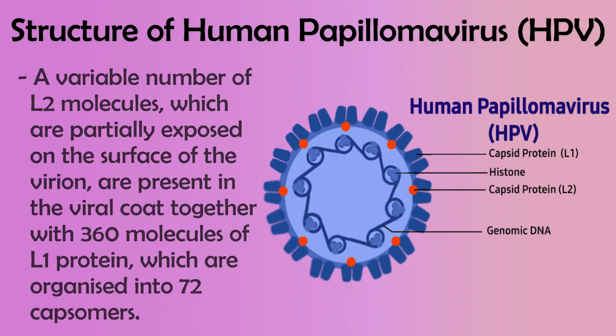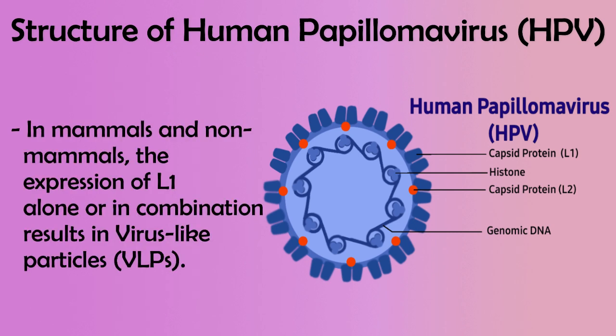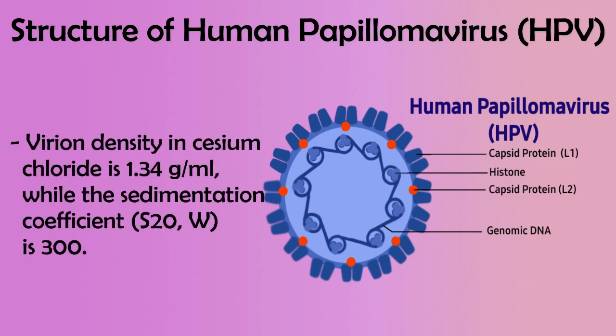The viral encoding of the L1 and L2 protein is the same. A variable number of L2 molecules, which are partially exposed on the surface of the virion, are present in the viral coat together with 360 molecules of L1 protein, which are organized into 72 capsomers. In mammals and non-mammals, the expression of L1 alone or in combination results in virus-like particles. Virion density in cesium chloride is 1.34 gram per ml, while the sedimentation coefficient is 300.